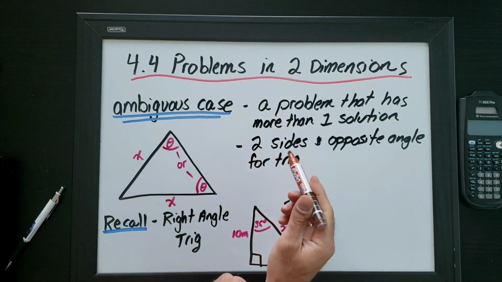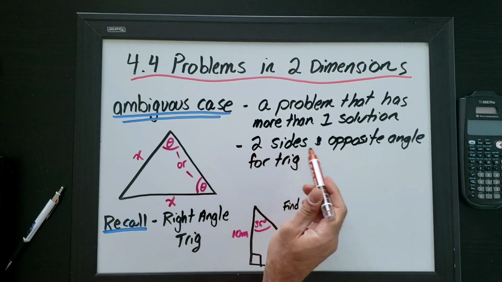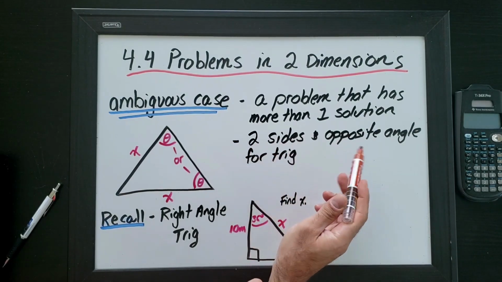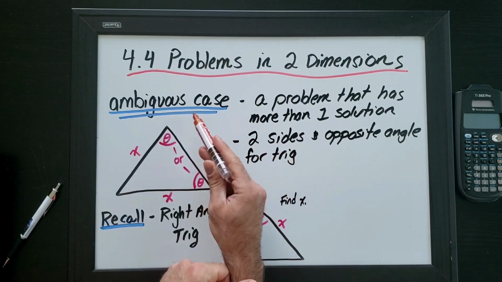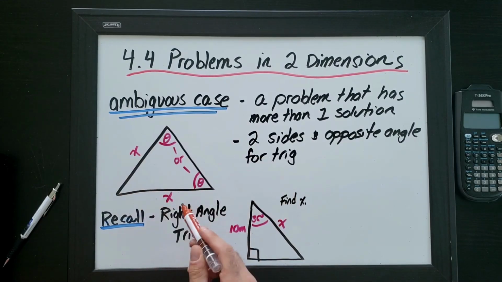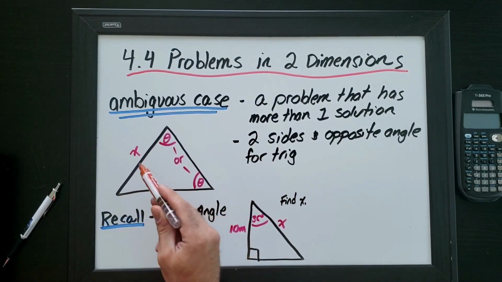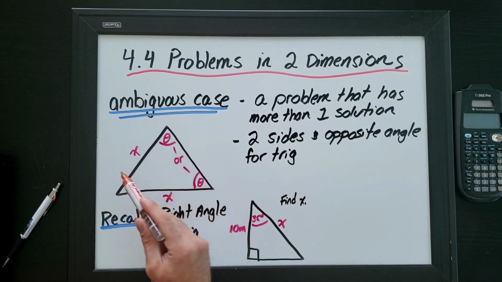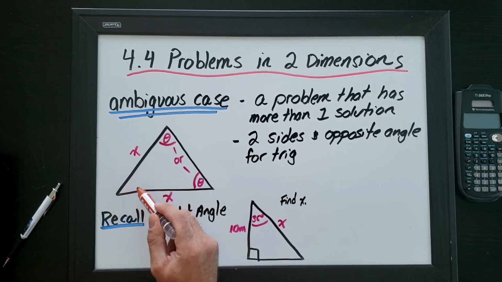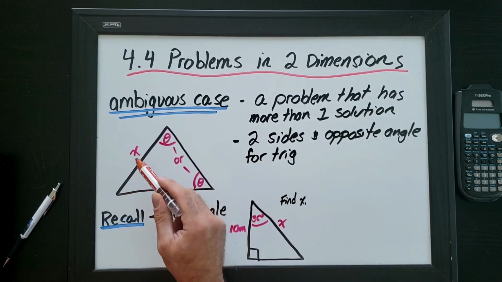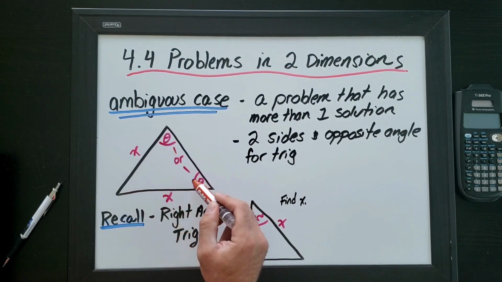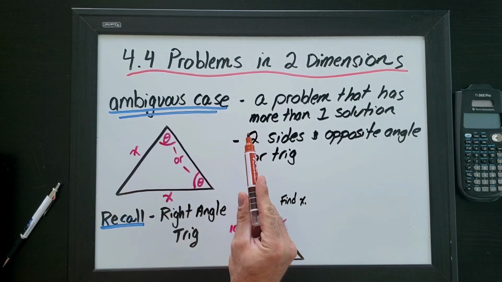A pretty easy way to determine that is this right here. If you have 2 sides and an opposite angle for trig, you have an ambiguous case. Here's an example. If you have these 2 x's, these are the sides you have, and any one of these opposite angles, so not the angle subtended by the 2 sides that you have, you want one of the other angles. This is ambiguous every single time.